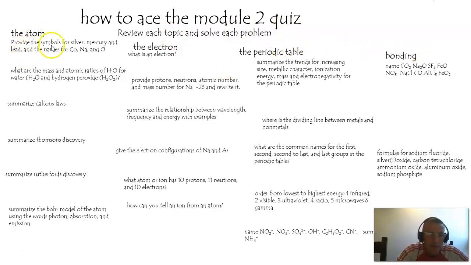So, for the atom, provide the symbols for silver, mercury, and lead, and the names for CO, Na, and O. That's capital C, little o. Well, silver would be Ag. And I hope you're answering these on your own. Mercury would be Hg, lead is plumbum, Pb, and C with a little o must be the element cobalt. If it was a capital O, it would be carbon monoxide.